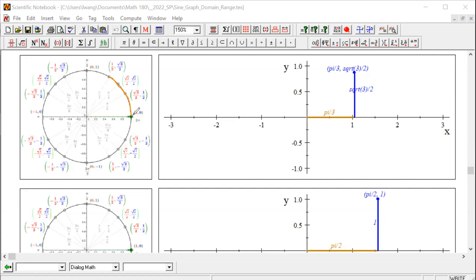For pi over 2, that's pi over 2 arc length, which is a quarter of the circle, and then the blue ratio is 1, so this piece is 1, so pi over 2 comma 1. So this is how we read the sine curve.